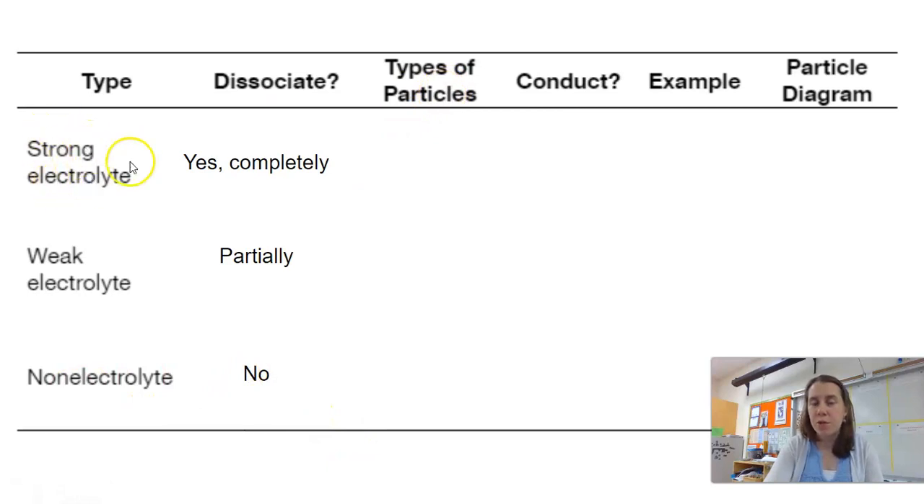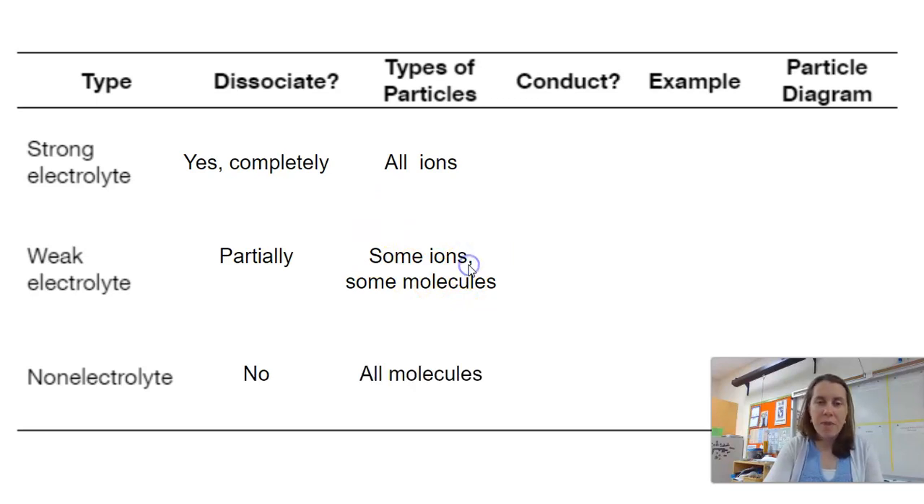So if we look at a solution of strong electrolytes, it's all ions. There are no neutral particles there from what we dissolved. A weak electrolyte has some ions and some molecules. So some of the molecules stay together, but some of them will separate into ions. And then a non-electrolyte is going to be all molecules, all right? So they will stay together when they dissolve, and all of the particles will be neutral. So because of the charges, we can conduct electricity. So strong electrolytes conduct, weak electrolytes conduct, but not quite as well. And then non-electrolytes do not conduct electricity.